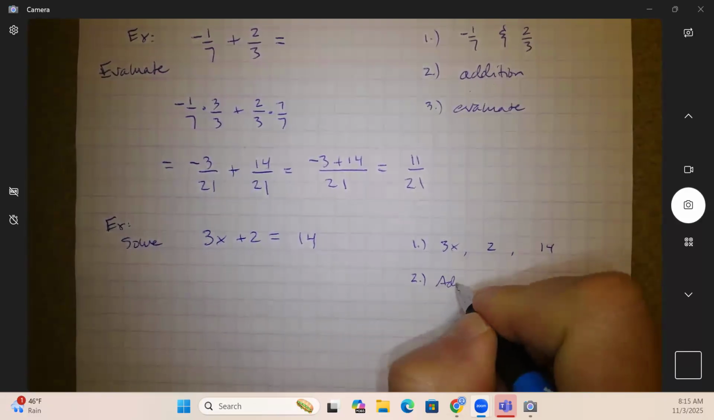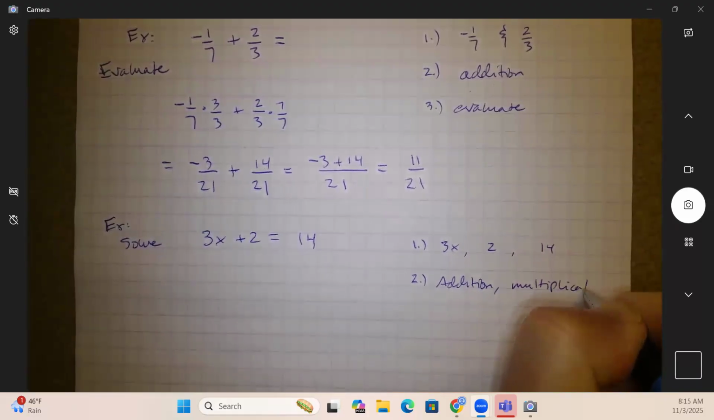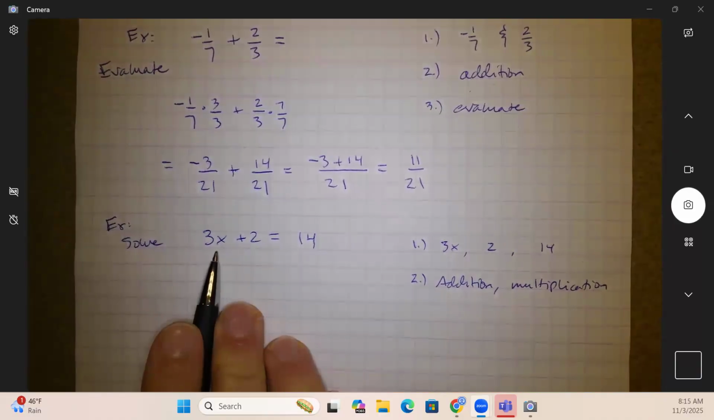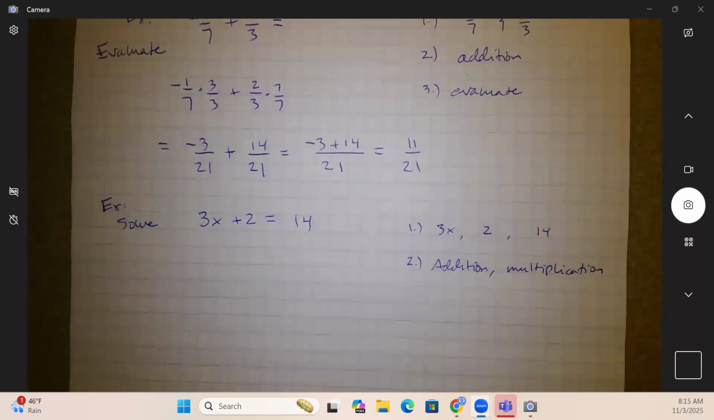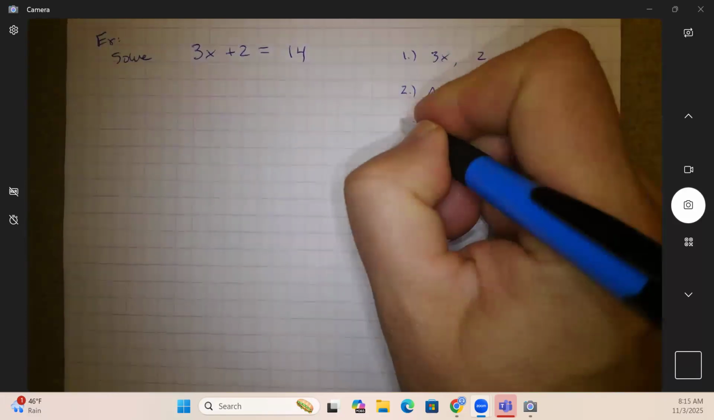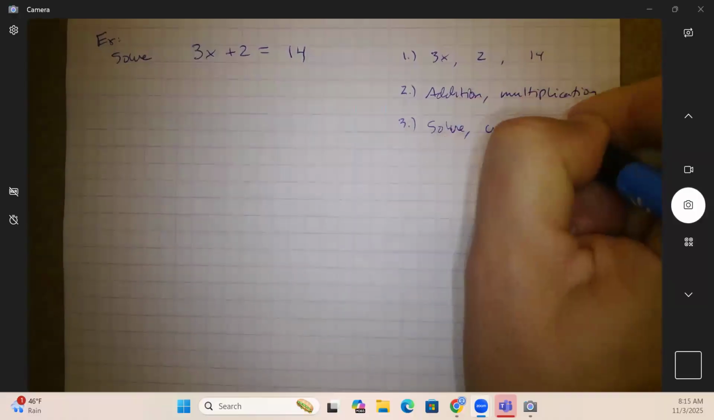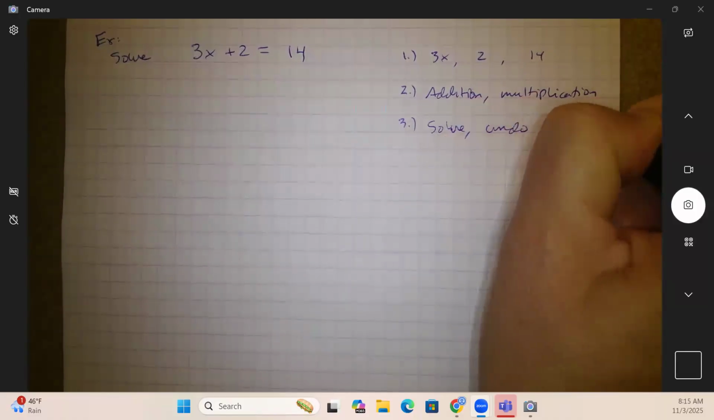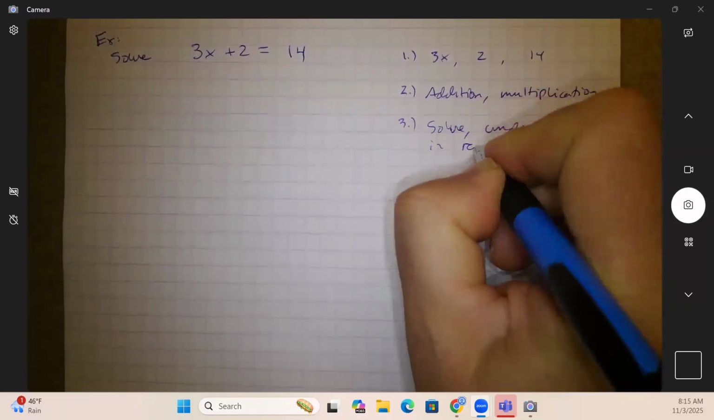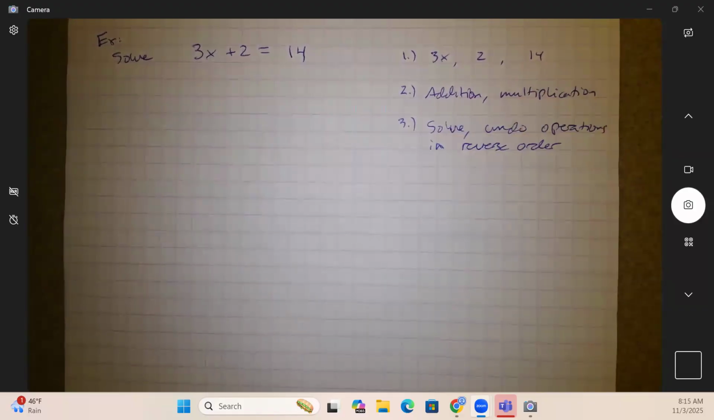Here I've got an addition and a multiplication because it's the 3x. And since I want to solve, I need to undo my operations in reverse order. That's my grammar. It reminds me, how do I solve an equation? I have to undo my operations in reverse order.